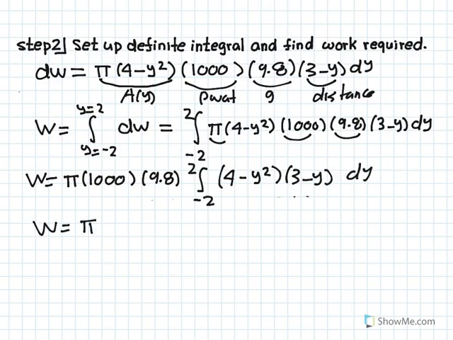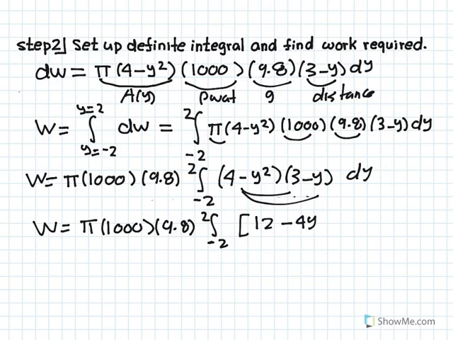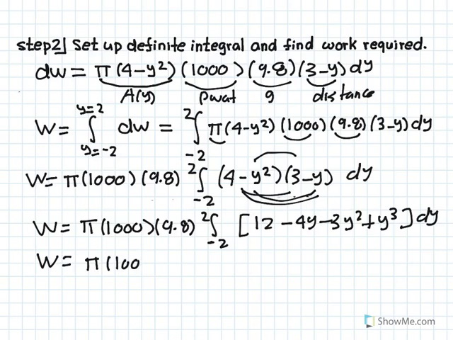Now let's fold this out and simplify it. We get work is equal to pi times 1,000 times 9.8 times the integral from minus 2 to 2. Opening this up, what do we get? 4 times 3, that's 12, minus 4y, minus 3y squared, and minus y squared times minus y is going to give us plus y cubed. Integrating with respect to y, work is going to be equal to pi times 1,000 times 9.8 times the integral. Let's integrate this.